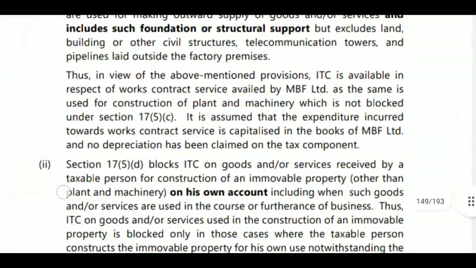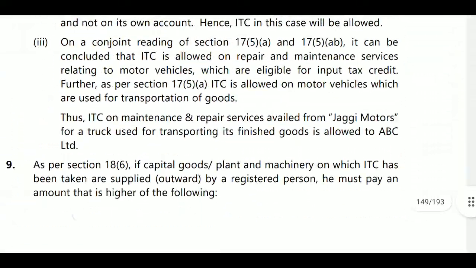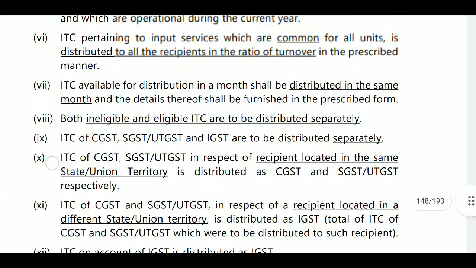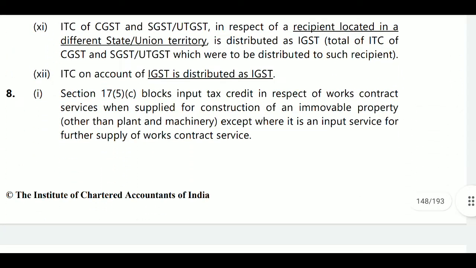So question number 8. First, what is there in question number 8? The first question will be section 17(5)(c). What is there in section 17(5)(c)? Blocked input tax credit in respect of work contract. This is a blocked credit when supplied for construction of an immovable property other than plant and machinery, except where it is input service for further construction.